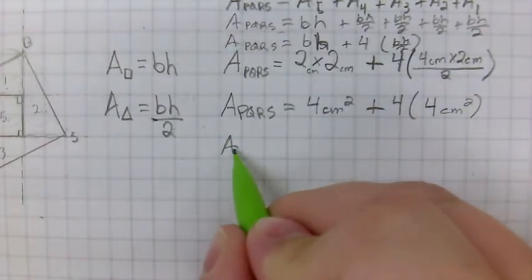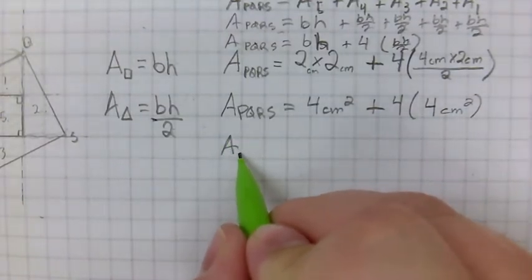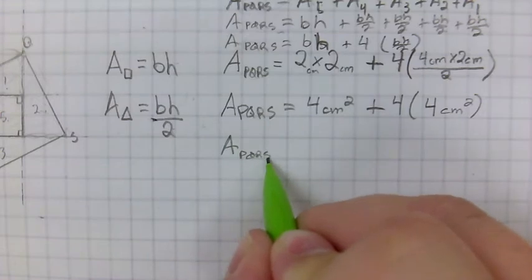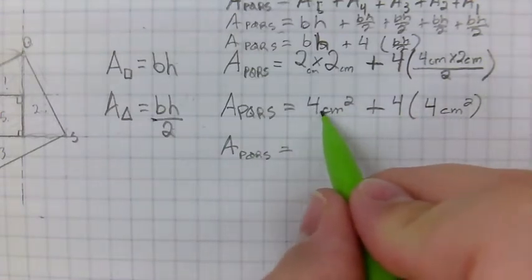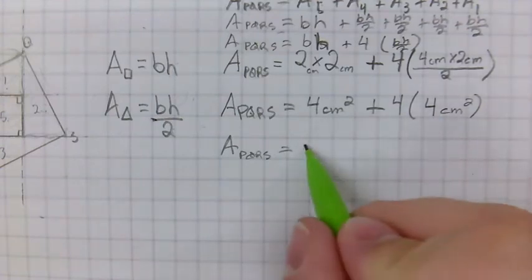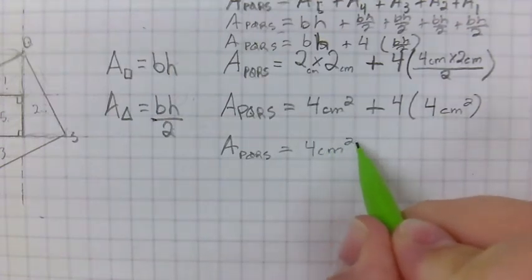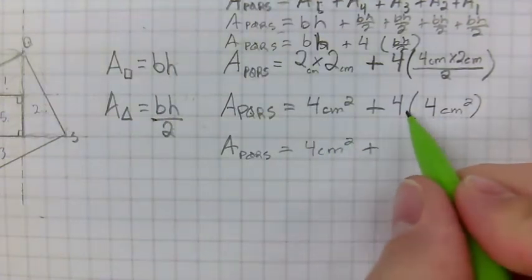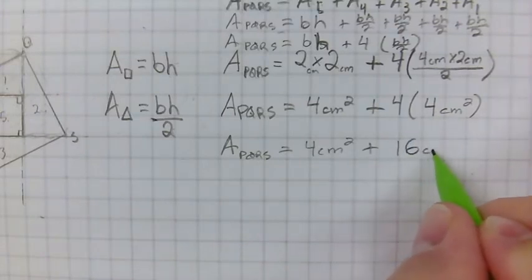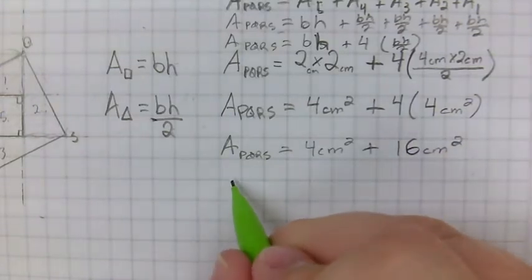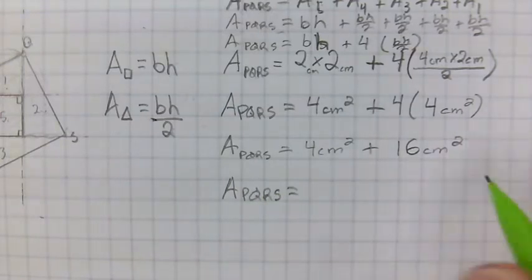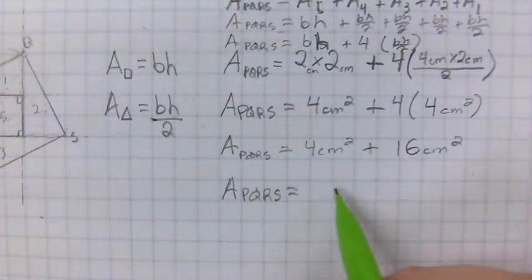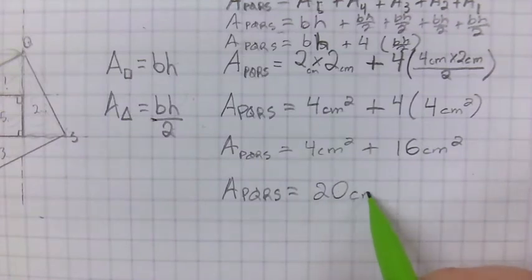And to keep doing some more steps here, area of PQRS, that shape, it would be 4 centimeters still squared, plus 4 times 4 is 16 centimeters squared. So area of PQRS is 4 plus 16, it's 20 centimeters squared.